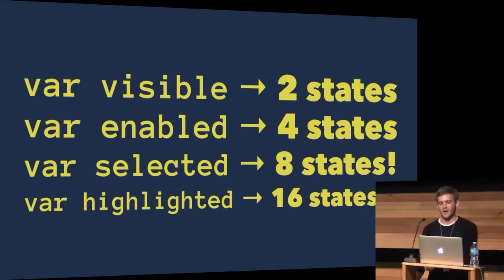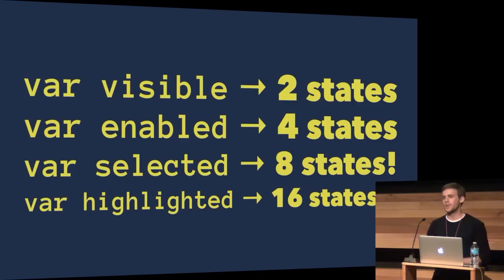And this may not be immediately obvious, but if you think about a set of Booleans, if you only have one Boolean, you have two possible states that your program can be in. Like, it's either visible or it's not visible, right? This is a slide I cribbed from Josh Abernathy originally, by the way. So it's visible or it's not visible, right?